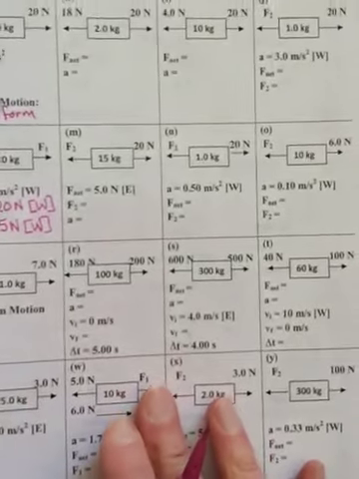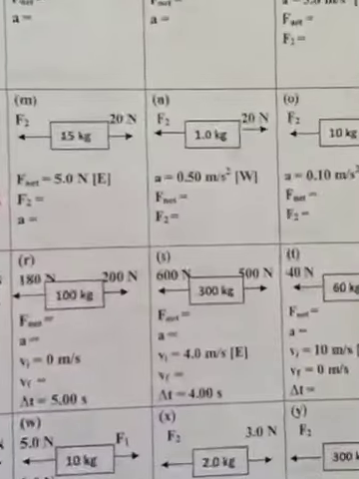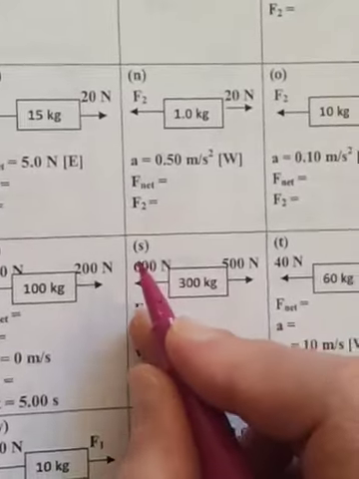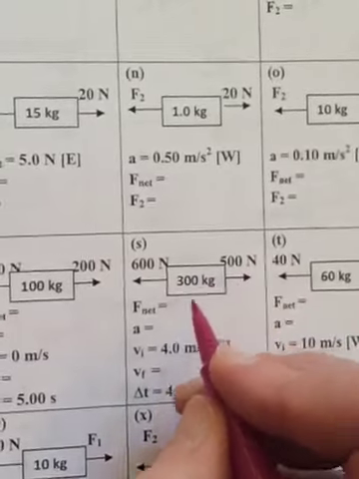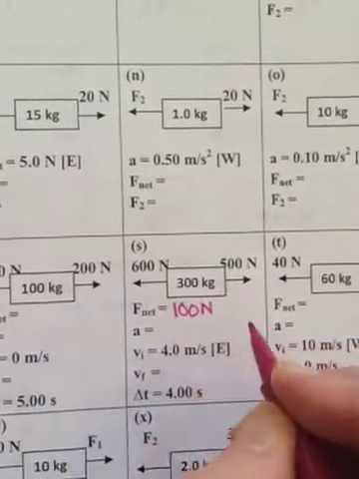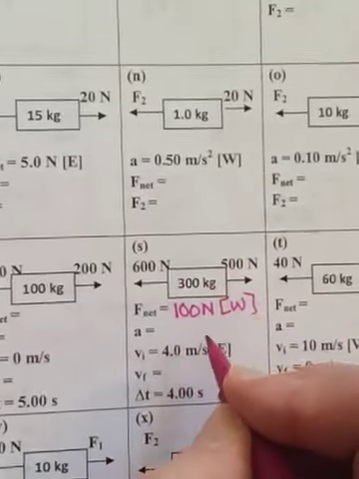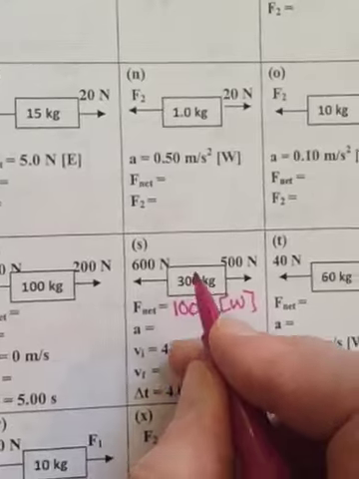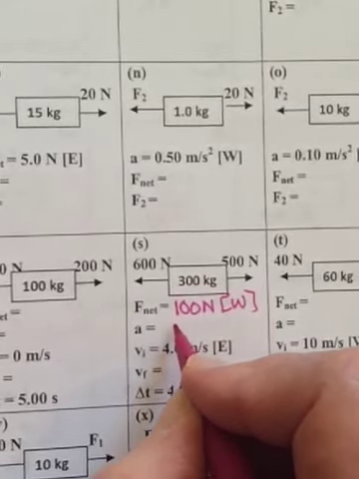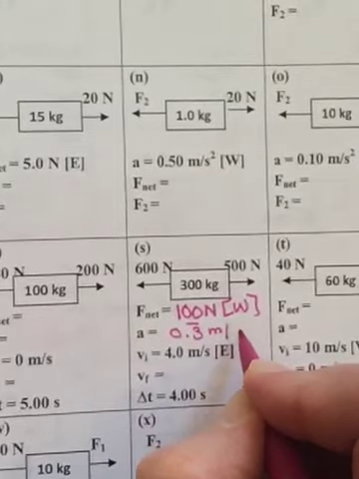Okay, I want to do one with a velocity. Maybe this one. Take a look at, what is that, S? So in S, 600 newtons going one way, 500 going the other, so the net should be 100 newtons, and F2 wins, it's west. 100 newtons divided by 300 kilograms, that's 1/3, so 0.3 repeating meters per second squared.